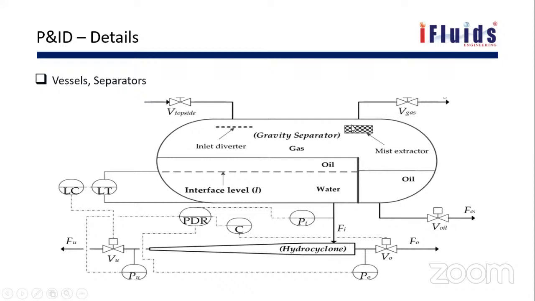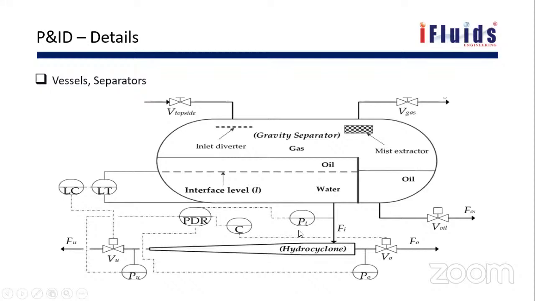And then similarly, with gas, there will be a gas control valve in the top, and then there will be a pressure transmitter to maintain the pressure. And based on the pressure, it will open the valve to release the gas to the next downstream section. So this is a typical separator arrangement.